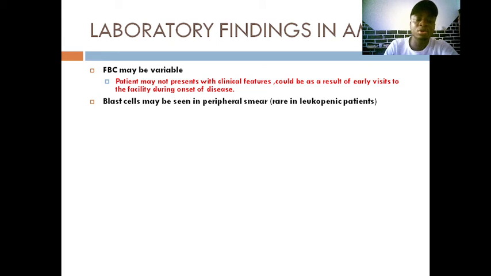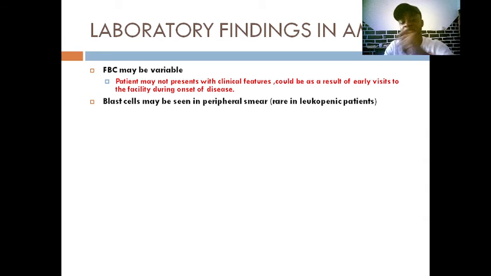But when you want to prepare a peripheral smear or a thin smear for someone you suspect of acute myeloid leukemia, you are going to look for the blast cells. But remember that if the patient is leukopenic, with a low level of WBCs, you may not see the blast cells, because blast cells are WBCs, and if there is a low level of WBCs in the patient's smear, you may not see them.